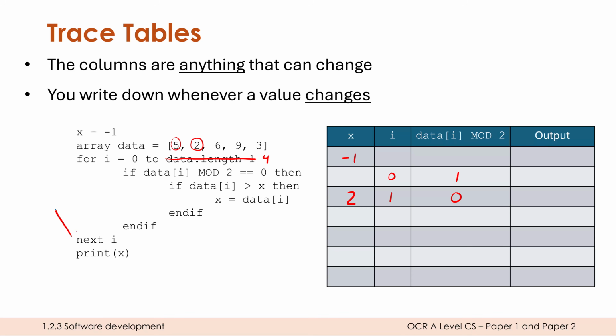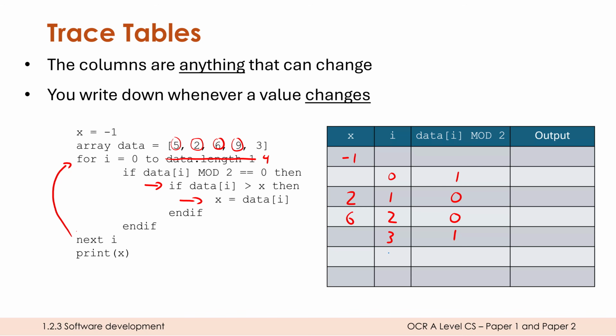At that point, we need to loop again, and now I is going to be set to 2. If data index 2, which is 6, mod 2 is equal to 0, well, 6 mod 2 is equal to 0. Then we're going to run this code. Is 6 bigger than X? Yeah, 6 is bigger than 2. Therefore, X is going to be set to 6. Now, we go back around. I is equal to 3. Data index 3, which is 9. 9 mod 2 is 1. Therefore, I don't run any of the code inside that if statement.